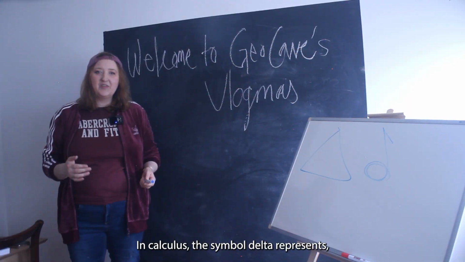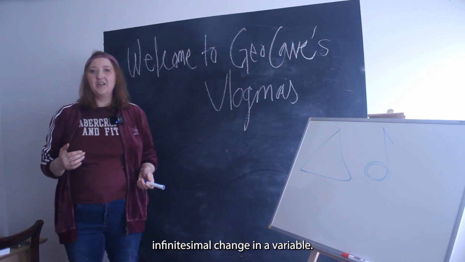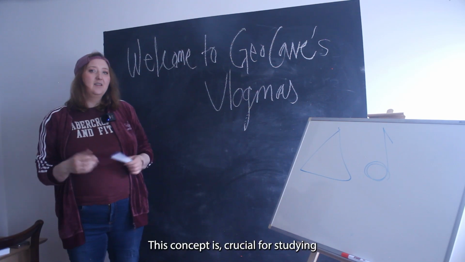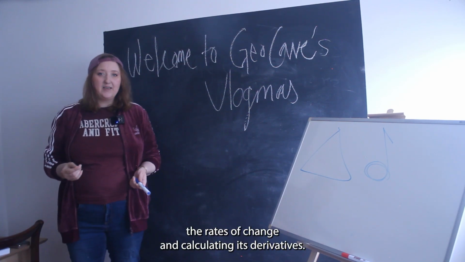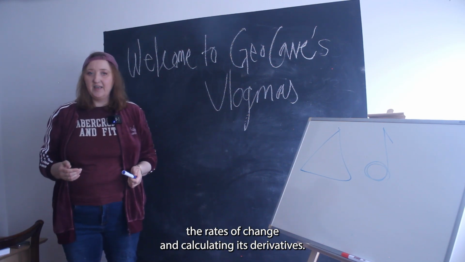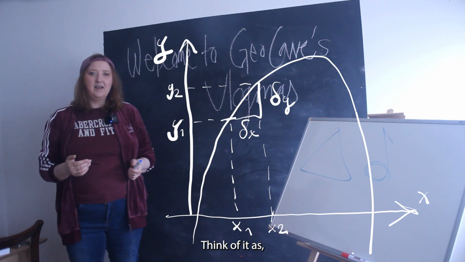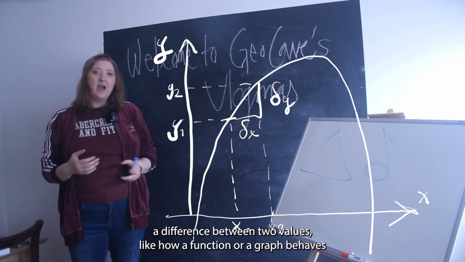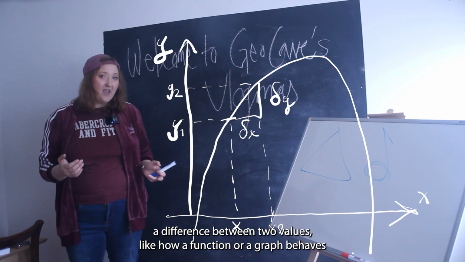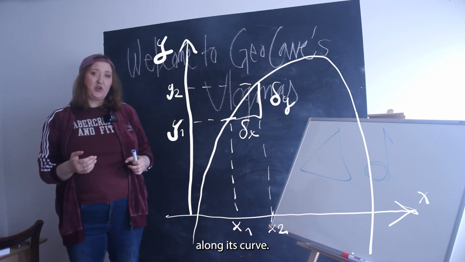In calculus, the symbol delta represents an infinitesimal change in a variable. This concept is crucial for studying the rates of change and calculating derivatives. Think of it as a tiny difference between two values, like how a function or a graph behaves when you move it ever so slightly along its curve.